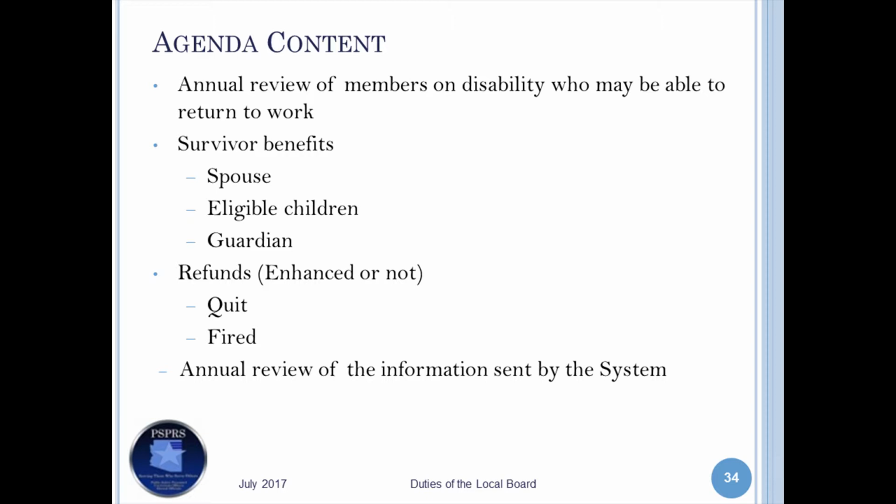Your responsibility as a local board is to look at any survivor benefits. If there's a spouse, an eligible child, a guardian, any refunds, quits, fired, anything that has to do with money within the system, you're supposed to have on the local board minutes approving that they've moved on in their situation. And then any review of information, as we talked about, the actuaries or our newsletters that we send out, all of that could be reviewed as an agenda item.